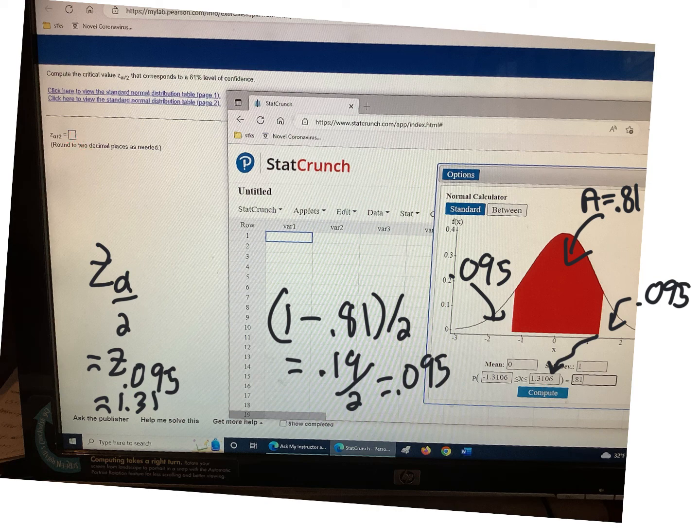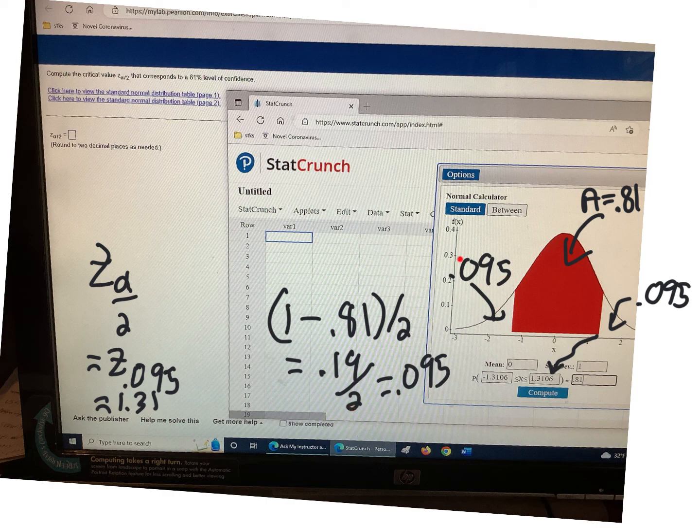But what does this mean? Well, the total area under the normal curve is 1. This area in the red is 81%, which means the area in the white, or in the tails, is 1 minus 0.81 or 0.19, and then we've got two of these equally divided.